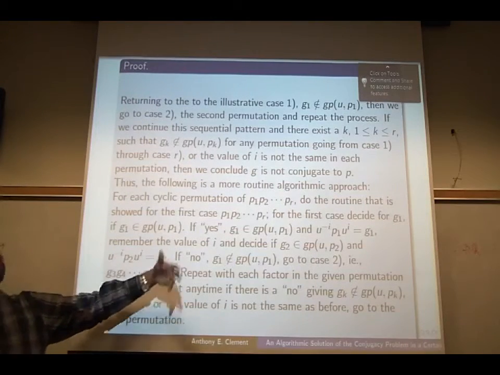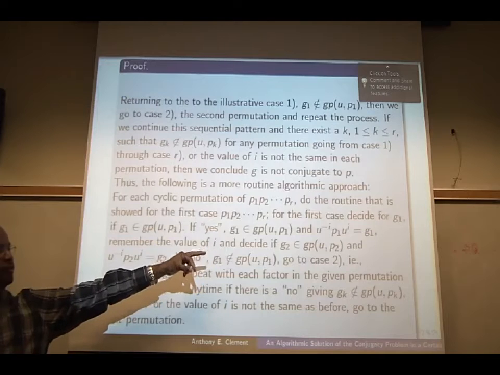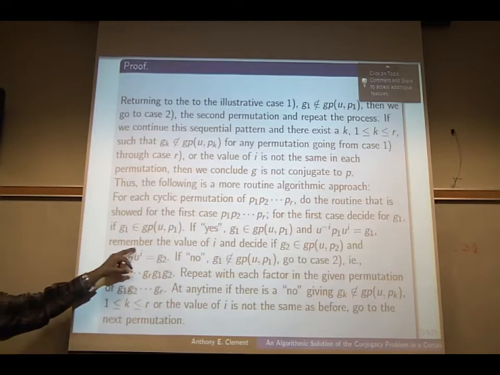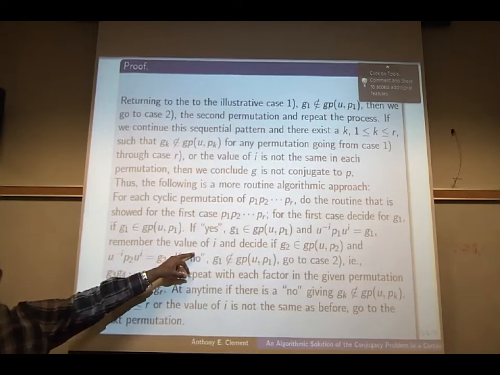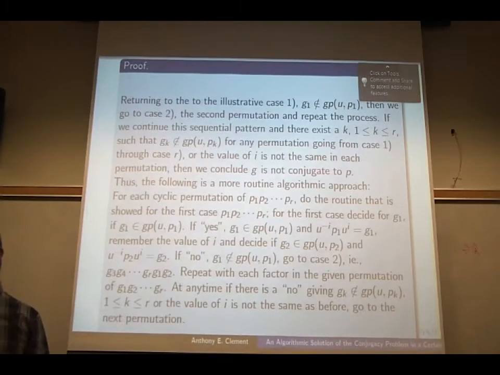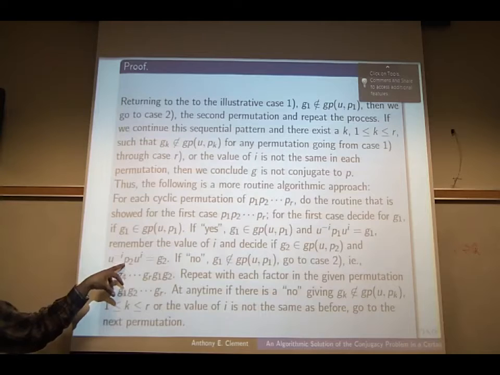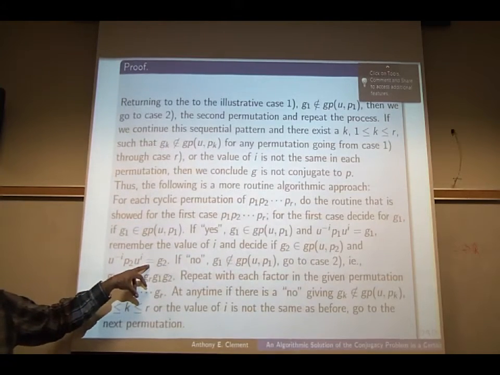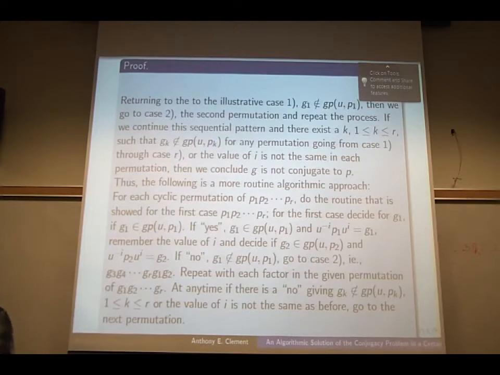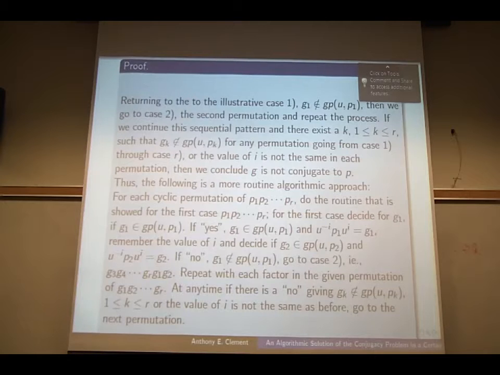Yes, G1 belongs to the subgroup generated by U and P1, and we have this unique expression, U to the I, P1, U to the I equal to G1. Remember the same I: again we can decide in the same permutation whether or not G2 belongs to the subgroup generated by U and P2, and U to the I, P2, U to the I is G2, etc. Yes? So we have to do this. These two conditions must hold for I going from 1 to R in the same permutation.